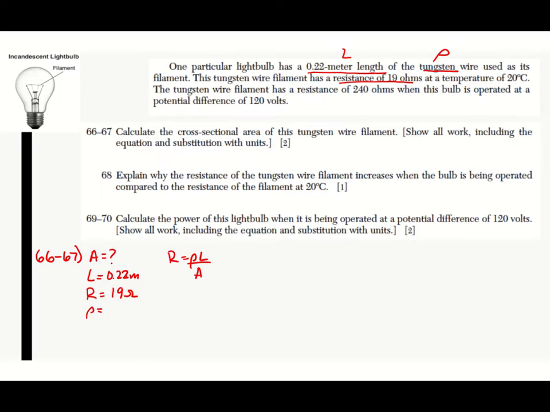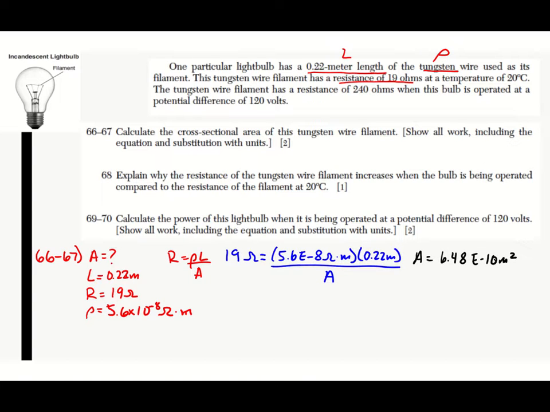Now we just have to substitute our values in. 19 ohms equals 5.6 e negative 8 ohm meter times the length of 0.22 meters divided by A. This is where the algebra can get tricky. Make sure you're bringing that variable up to the top, multiplying 19A equals the numerator of your fraction so you can do the algebra correctly, because especially when you're missing variables in the denominator, that's when the algebra gets messy. And you get a cross-sectional area of 6.48 times 10 to the negative 10 meters squared.